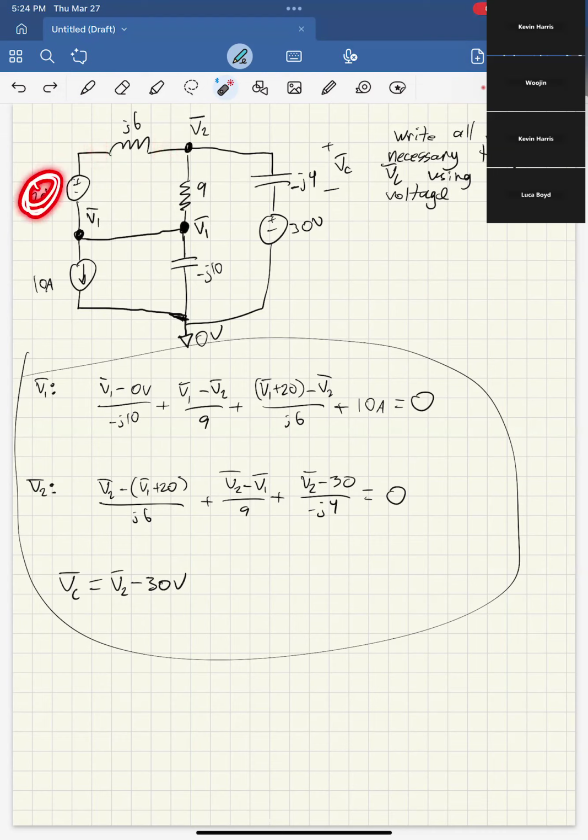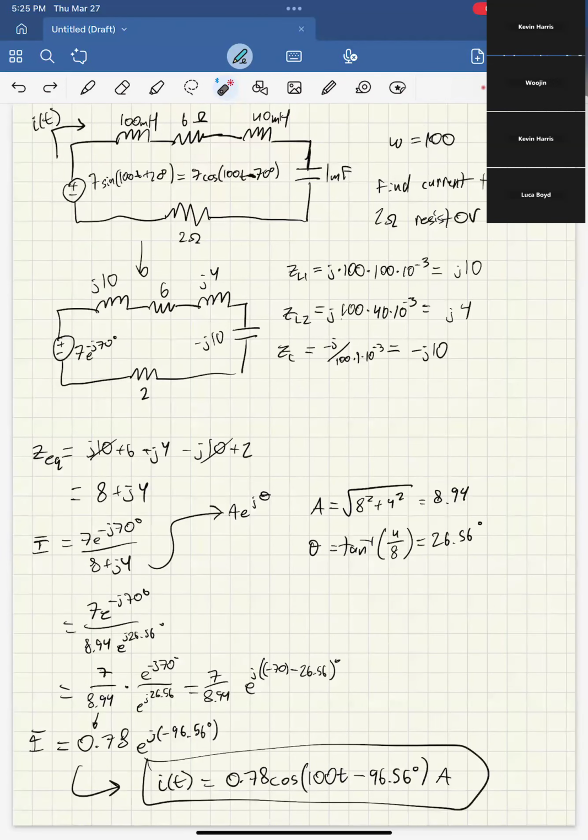This is a voltage source, so there is a voltage difference of 20 volts between these two points. If this point is V1, then we go up 20 volts and up here we have V1 plus 20. Then to find the current going through here, we have V1 plus 20 here and V2 there, so it's just V1 plus 20 minus V2 over that j6. Hopefully that's clear.